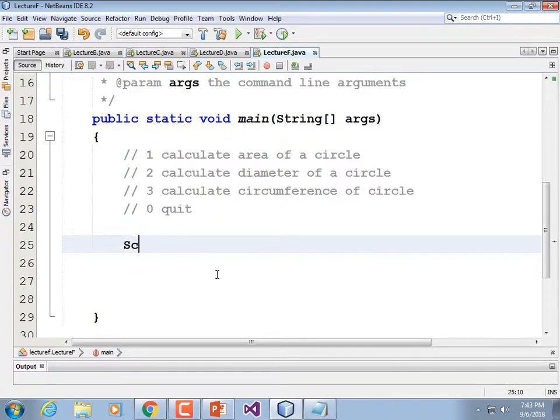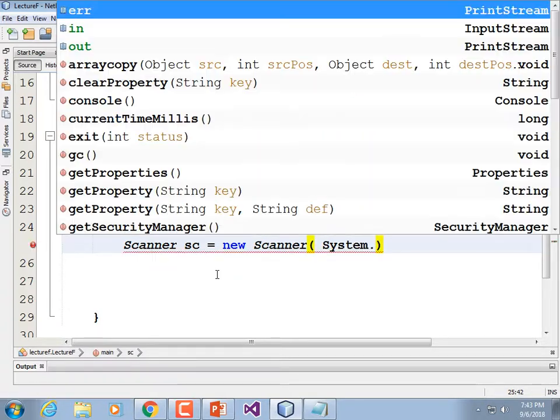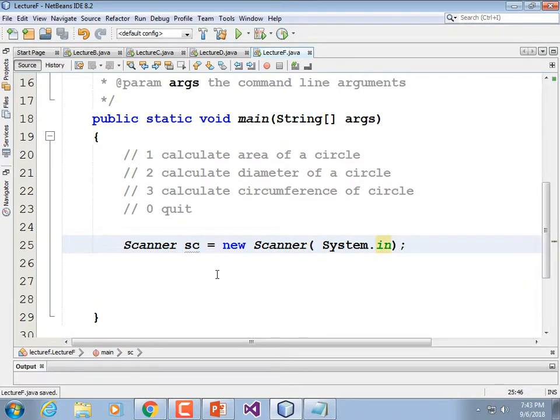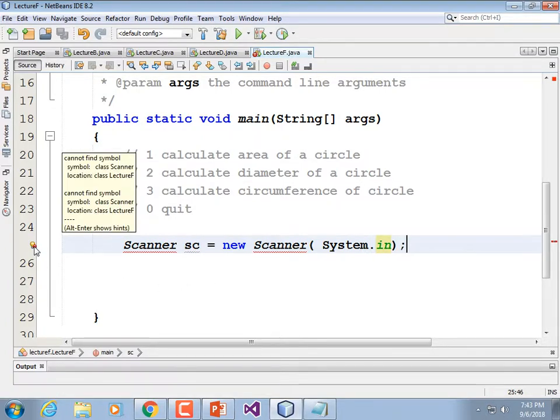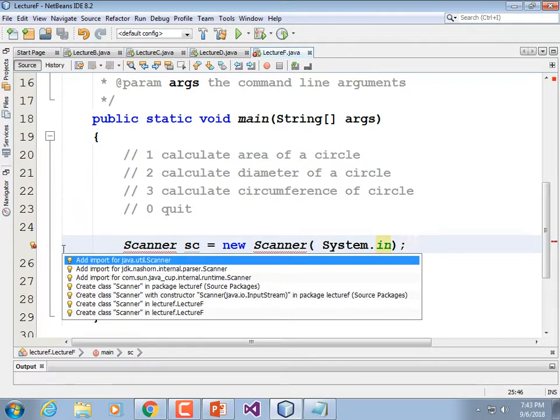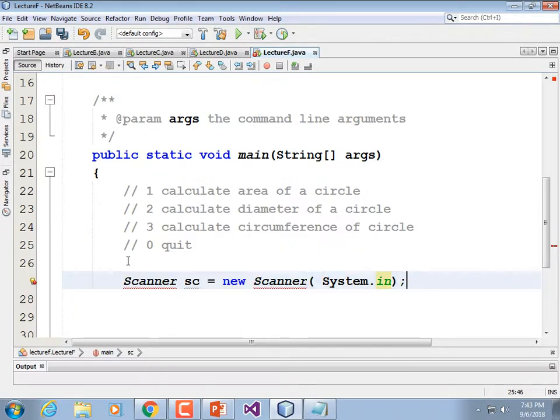So we know we need a scanner. Scanner sc is equal to new Scanner(System.in), with a capital S. You're going to have to add the import for the scanner. We could go up there and type it, top line of code, import java.util.Scanner. I'm fond of letting NetBeans do it, although it kind of makes you forget which package contains which class. Saves time though.